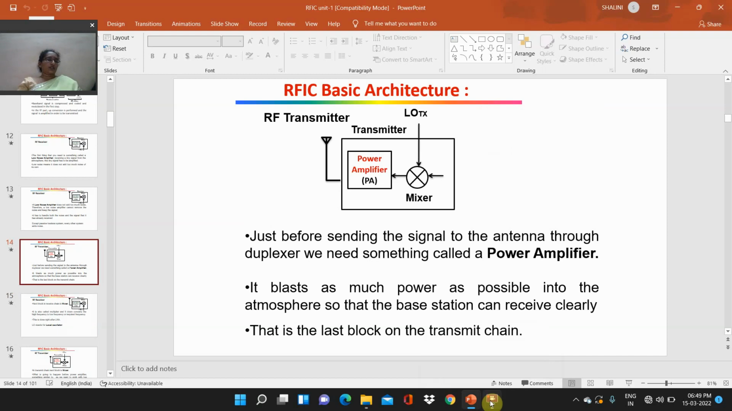So RF transmitter. What is the RF transmitter? Here, just before sending the signal to the antenna through the duplexer, we need something called a power amplifier. It pumps as much power as possible into the atmosphere so that the base station can receive clearly. That is the last block on the transmitter chain. What is the last block in the transmitter chain? The power amplifier is the last block in the transmitter chain.